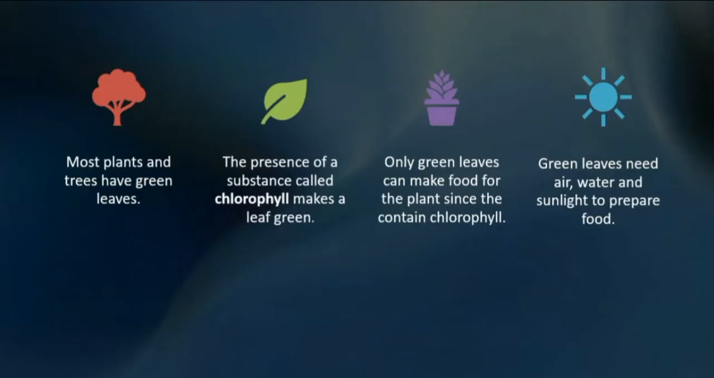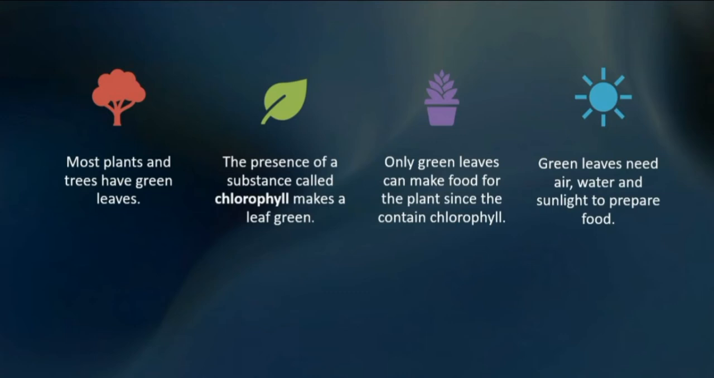As you know, most plants and trees have green leaves. The presence of a substance called chlorophyll makes a leaf green. When you see a leaf and it is green in color, why? Because of the presence of a substance called chlorophyll. Only green leaves can make food for the plant since they contain chlorophyll.